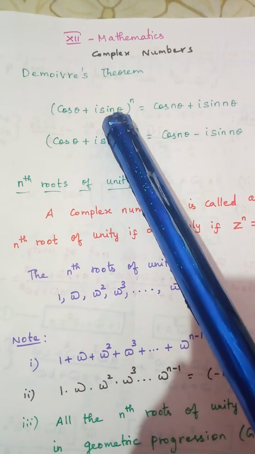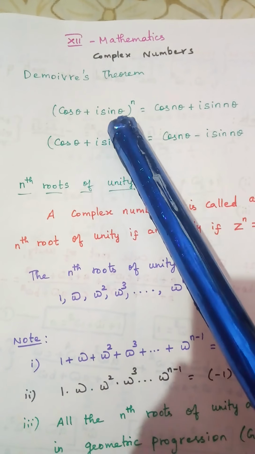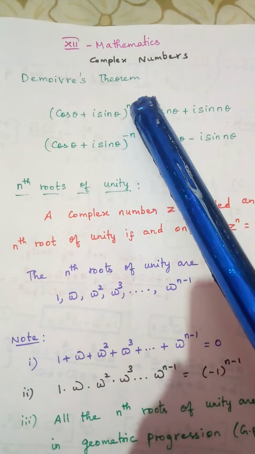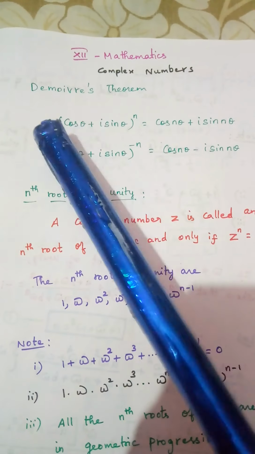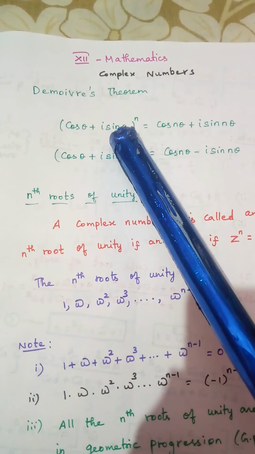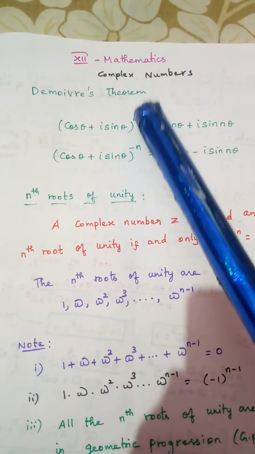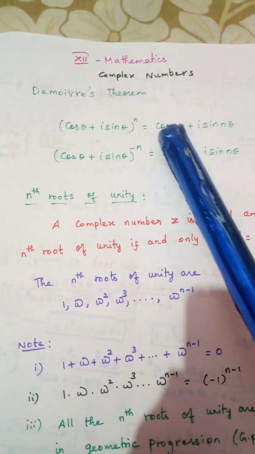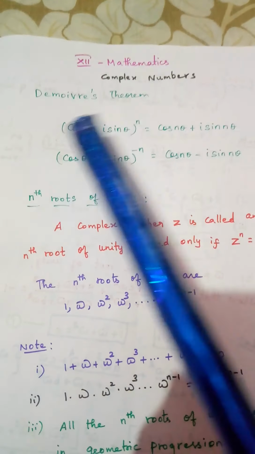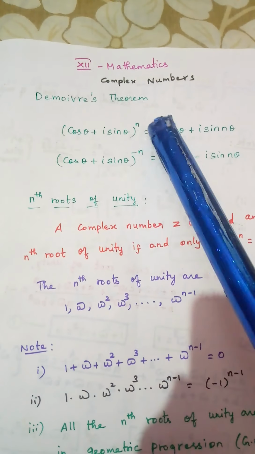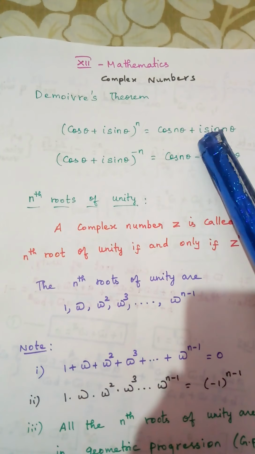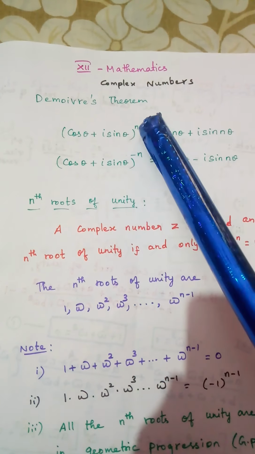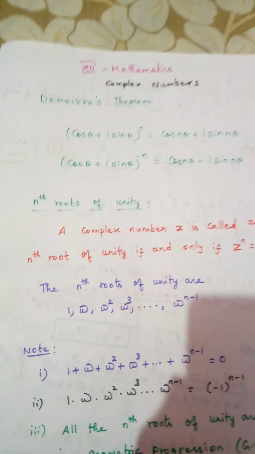Cos theta plus i sin theta, which is a complex number, to the power n, can be written as this: the power can be taken inside. This concept we have seen in the previous problem itself. So bringing the power inside, cos theta plus i sin theta to the power n can be written as cos n theta plus i sin n theta. Power can be brought inside.